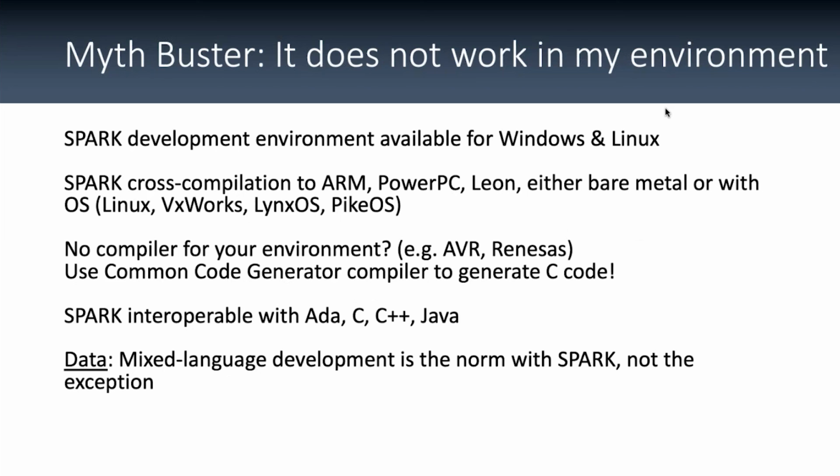Finally, it needs to work on your environments. Today, Spark is available for Windows and Linux. We have cross compilation to a number of platforms, and even for platforms where you won't have an Ada compiler, we have in fact a code generator that generates C from Spark. And in general, Spark is interoperable with Ada, of course. It's the base language. There's also C, C++, Java. And really what we see is that mixed language development is the norm rather than the exception.